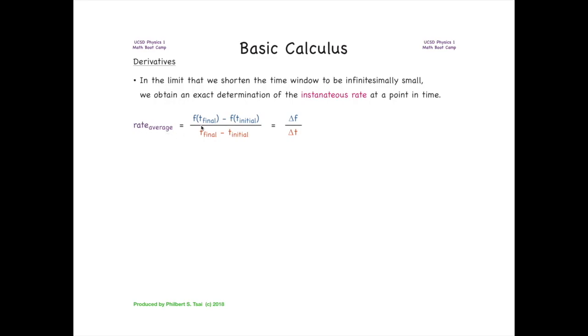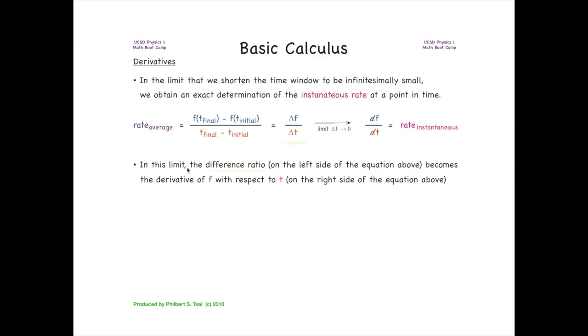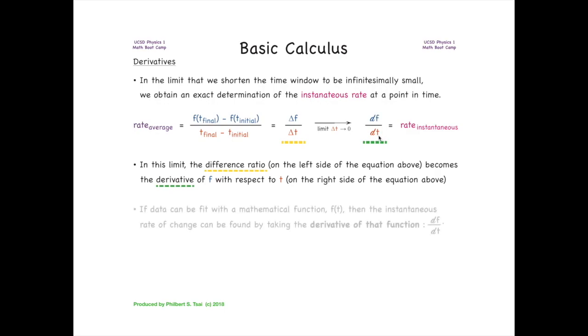Mathematically, we say that the average rate is the difference between the function over a time window divided by the duration of that time window, or more concisely, delta f over delta t. We then take the limit as delta t approaches 0 to get an infinitesimally small time window. In this limit, the difference ratio on the left becomes a derivative of f with respect to t, as shown on the right. And that derivative is equal to the instantaneous rate of this function at this particular time point. If the data can be fit with a mathematical function, say f of t, then the instantaneous rate of change can be found by taking the derivative of that function, df dt.